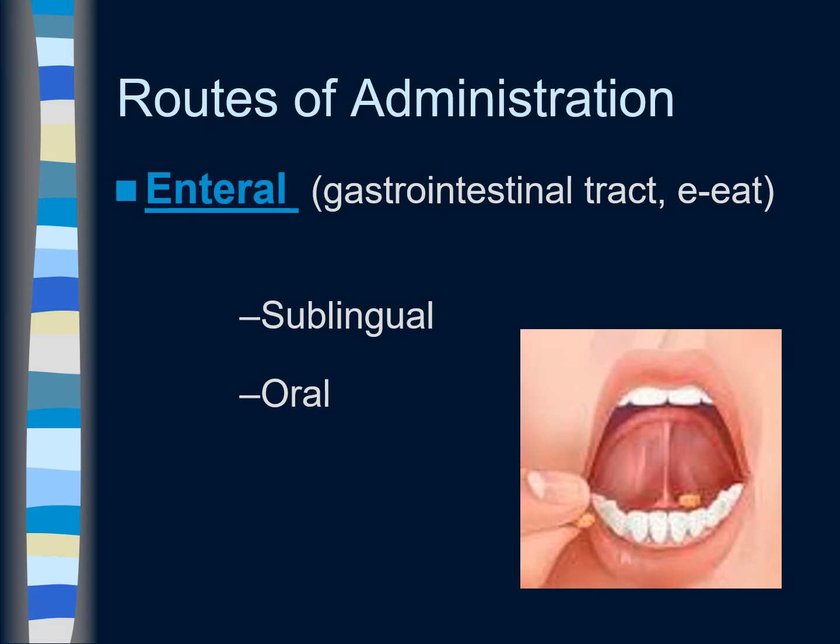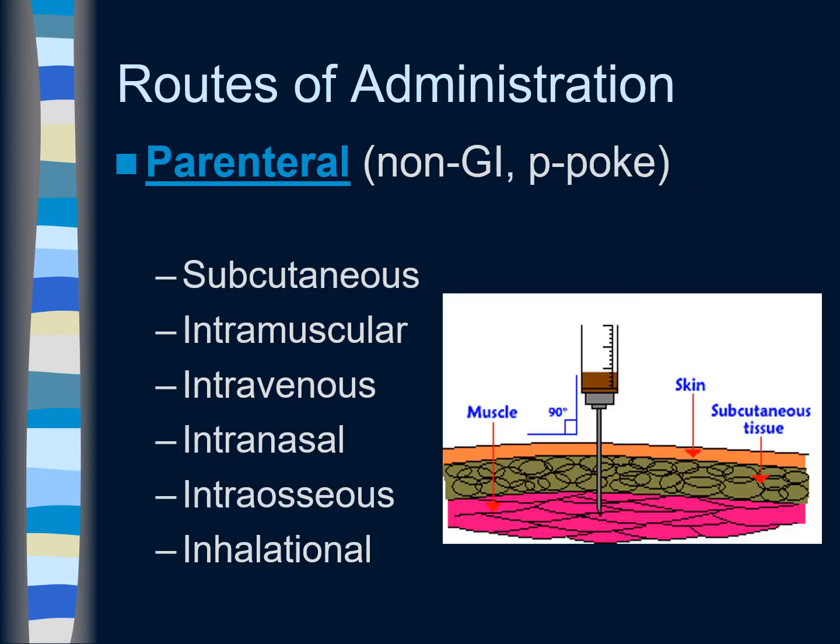The enteral category is drugs that are administered through the gastrointestinal tract, and I always remember E-enteral, E-eat, and that includes sublingual, which is what we've been doing with nitroglycerin, and oral, which is how we deliver aspirin. The parenteral routes of administration typically involve a poke, and so that's how I remember that, P-parenteral, P-poke.